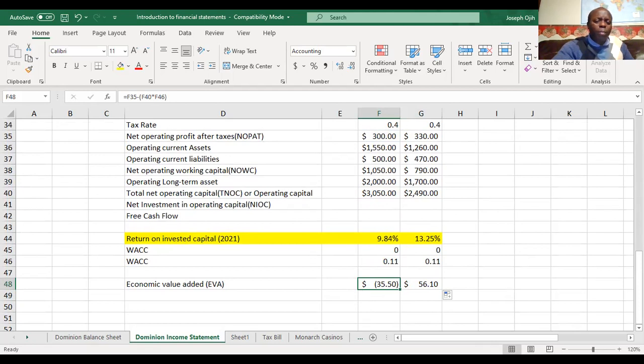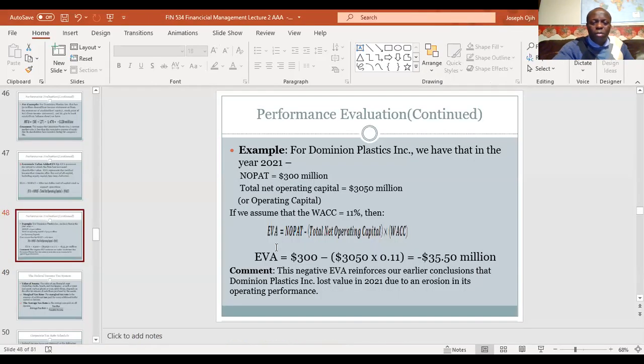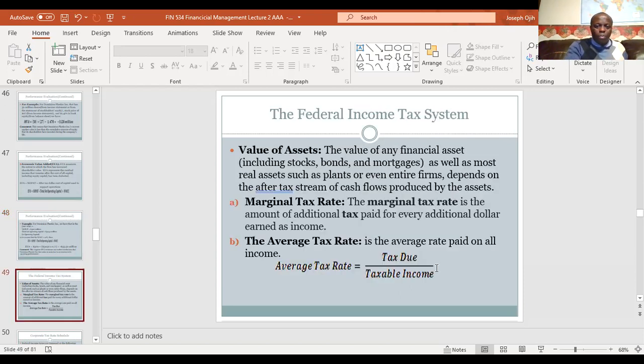When you look at the PowerPoint that we have, you will see that we have the same result. 300 minus 350 times 0.1 will give us negative 30. So this value again reinforces our conclusion that Dominion Plastics is having problems, at least in the year 2021. That basically explains these three evaluation measures.